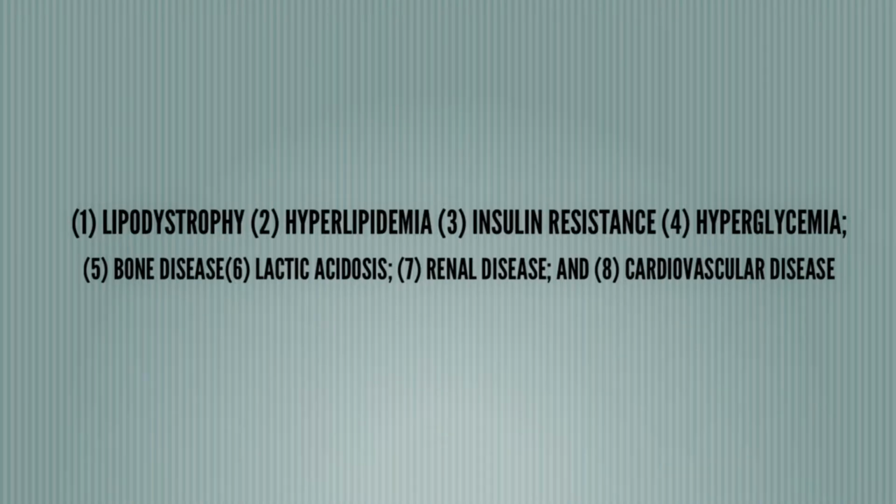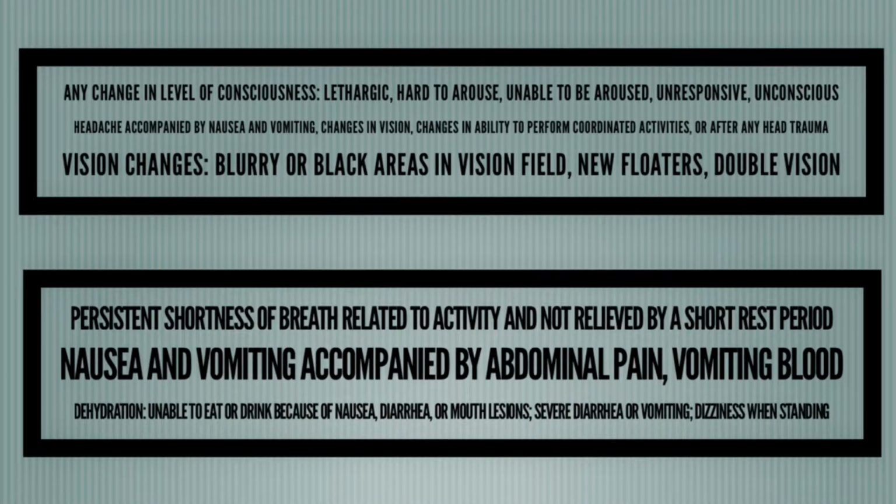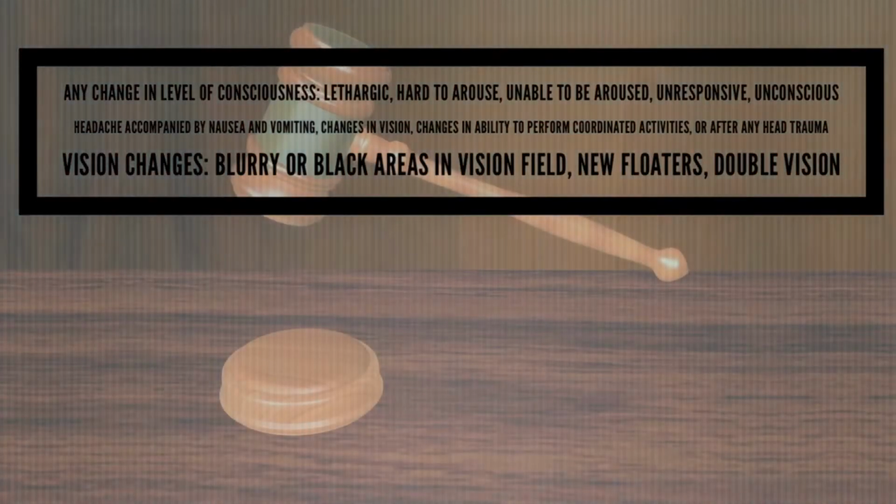Some signs and symptoms associated with HIV-infected patients that need to be reported immediately include any changes in level of consciousness, a headache accompanied by nausea and vomiting, vision changes, persistent shortness of breath related to activity and not relieved by a short rest period, nausea and vomiting accompanied by abdominal pain, vomiting blood, dehydration, being unable to eat or drink because of nausea, diarrhea, or mouth lesions, severe diarrhea or vomiting, dizziness when standing, yellow discoloration of the skin, any bleeding from the rectum that is not related to hemorrhoids or trauma, for example, from anal sexual intercourse, pain in the flank with fever and inability to urinate for more than 6 hours, or blood in the urine.